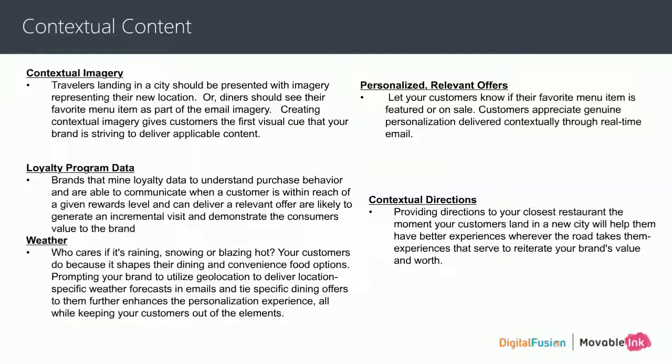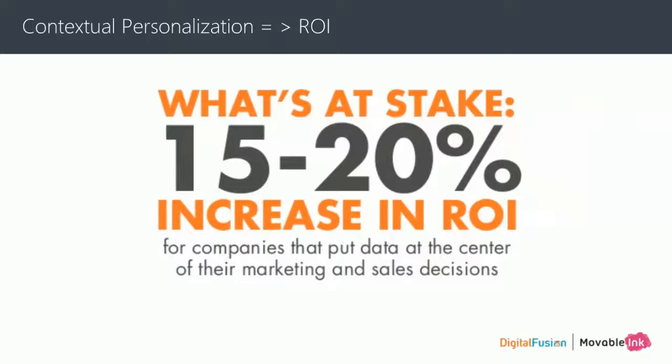And then I mentioned weather personalization and some of the use cases there, but these are all good examples of how we begin to use contextual marketing and the technology that Movable Ink has to personalize email and take it to the next level.